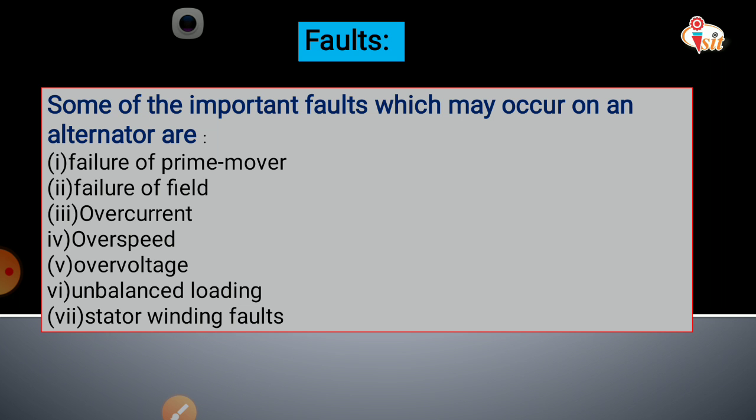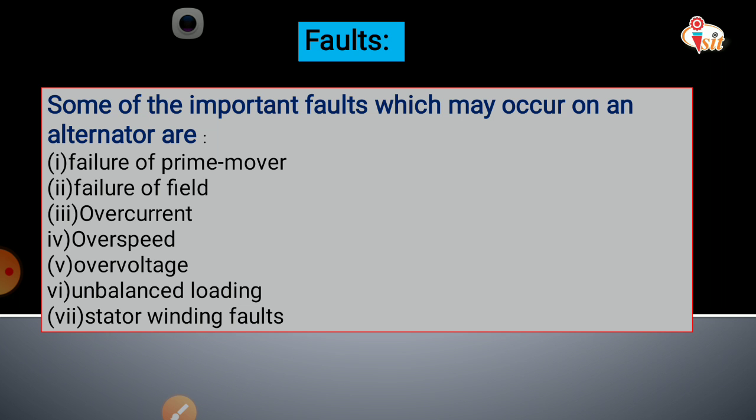So we have to protect the alternator against these faults. So different types of protections are used. In that we have covered the first protection, that is the differential protection of the alternator. Then secondly we covered the overheating protection, that is the protection against overheating.